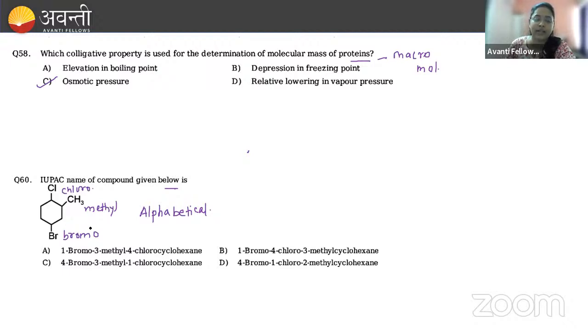So we need to start writing the name of the given organic compound alphabetically. First of all, we need to put the numbering: 1, 2, 3, and 4. So the answer will be 4-bromo-1-chloro-2-methylcyclohexane, and that is option number 4. Option C will not be correct, because if 4-bromo is given number 4, then how can the methyl group get number 3? It will be 4-bromo, 1-chloro.